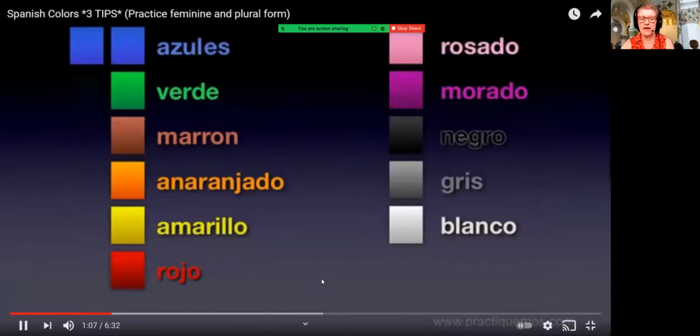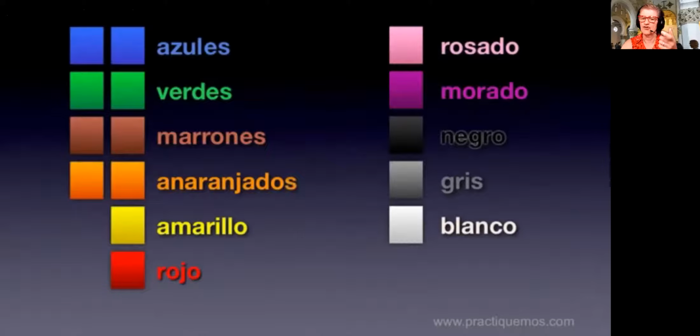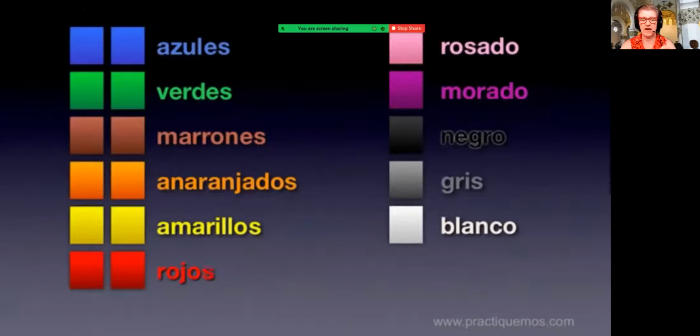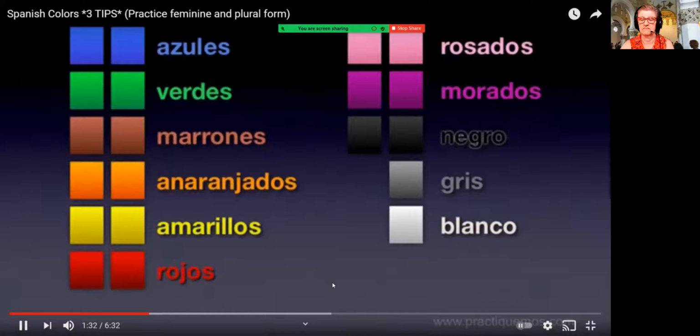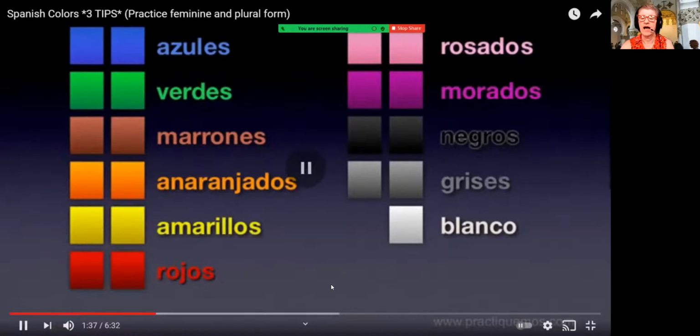Azules. That's how we make it plural. Verdes, just an S. Marrones. Anaranjados, just add an S. Amarillos, just add an S. Rojos, just add an S. Rosados, just add an S. Morados, just add an S. Negros, just add an S. Grises. Add an ES because it doesn't end in O.